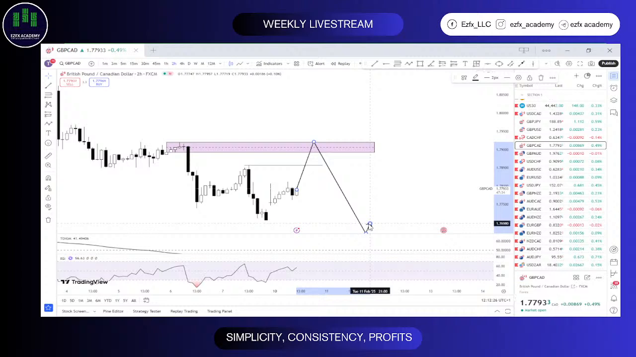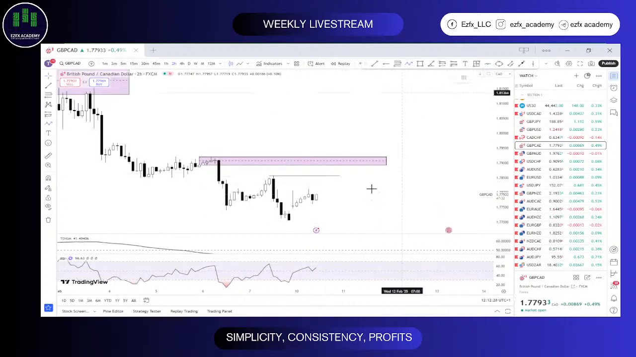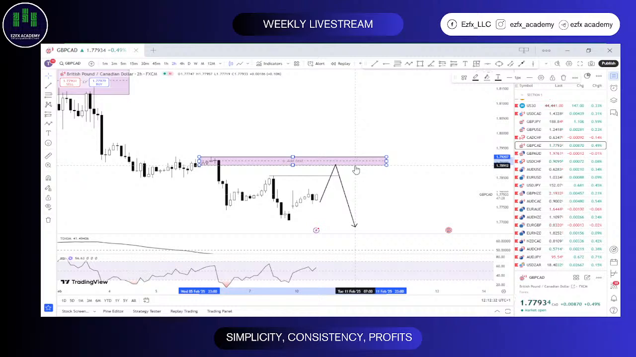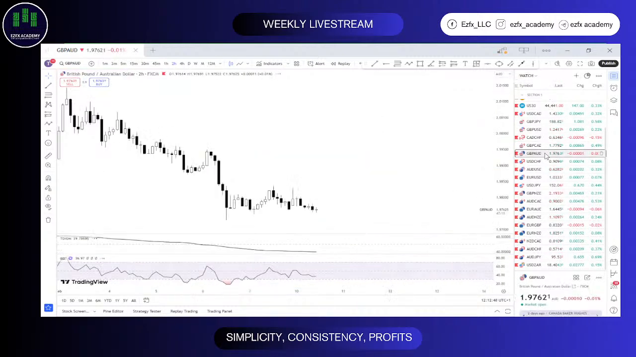Sorry, let me redo that. Yeah, so something towards this end. The supply region is between 1.79207 and 1.78930. That is the current supply region that I'm working with on GBP CAD. All right, so now that that is clear, let's quickly look at GA next.